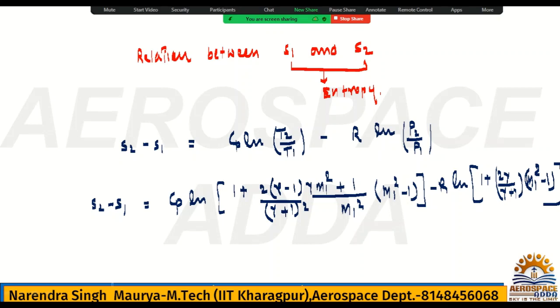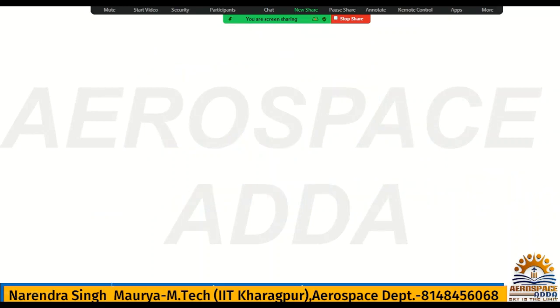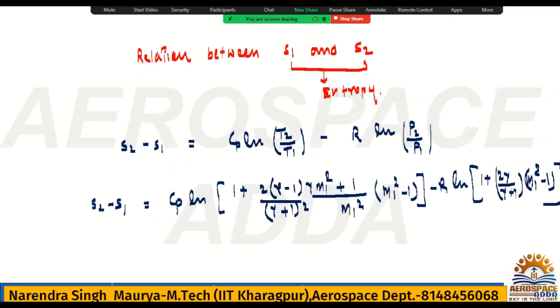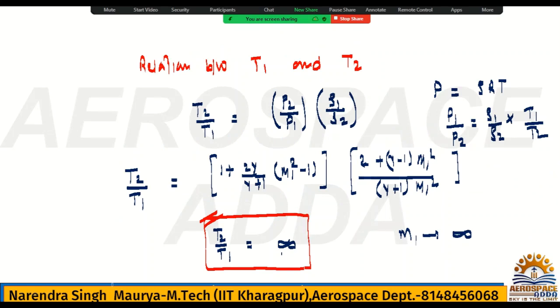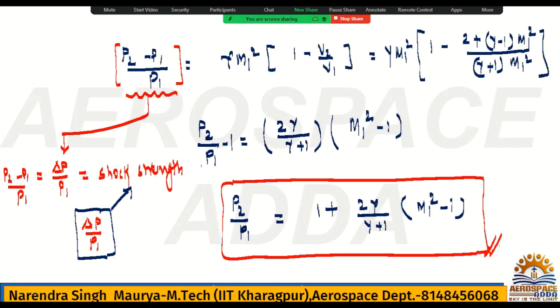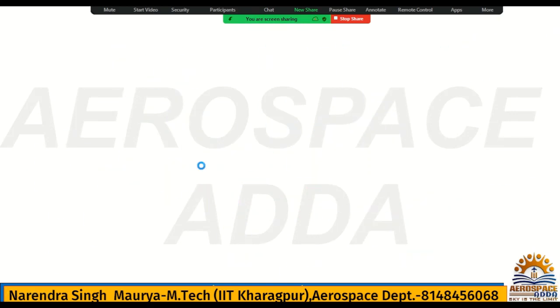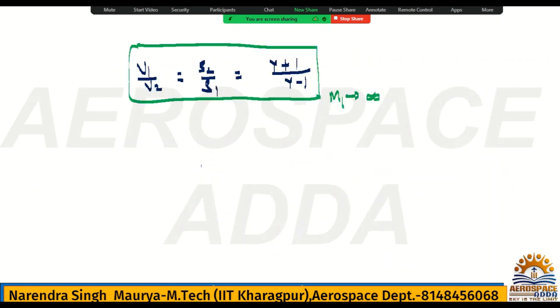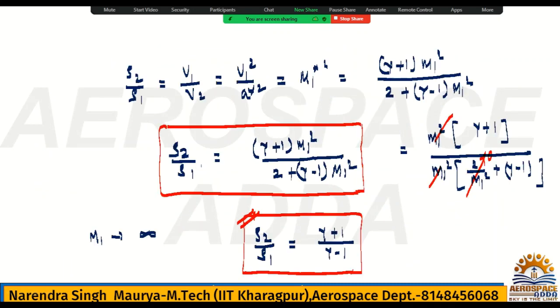Now, this is the final result for the entropy also. So for all the relations, if you check T2 by T1, P2 by P1, we can start from rho 2 by rho 1. Check this rho 2 by rho 1. Whatever the result you get here, that value will be greater than 1. If M is greater than 1, then the rho 2 by rho 1 value will be greater than 1. That means rho 2 is greater than rho 1.